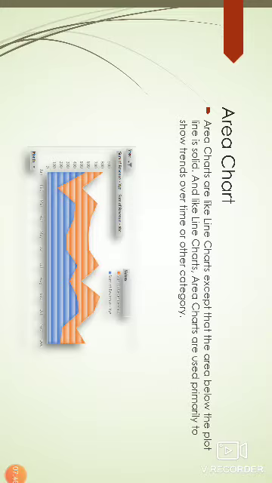Next one is area chart. Area charts are like line charts, except that the area below the flat line is solid. And like line charts, area charts are used primarily to show trends over time or other category. So observe the diagram of my area chart.